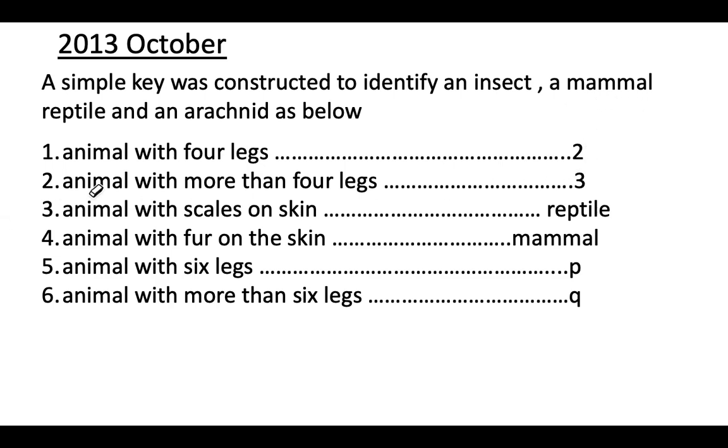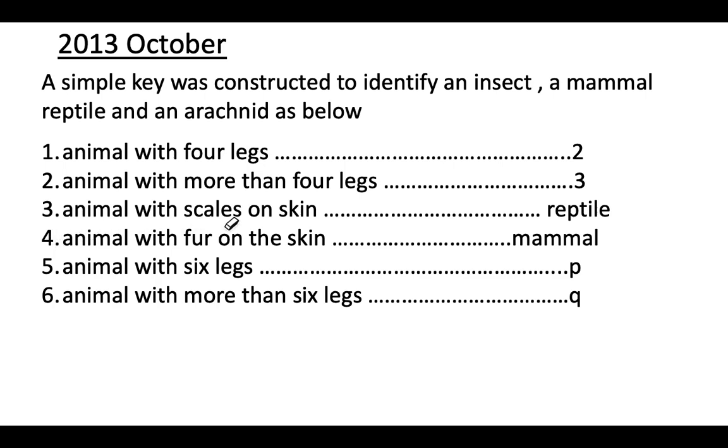And then we have the second part. We are looking at the features, because the key looks at the features of an organism. So an animal with more than 4 legs. What are those animals with more than 4 legs? We have an insect. An insect can have more than 4 legs, and then an arachnid can have more than 4 legs. So this animal can go to 3. Okay, so we have 3.